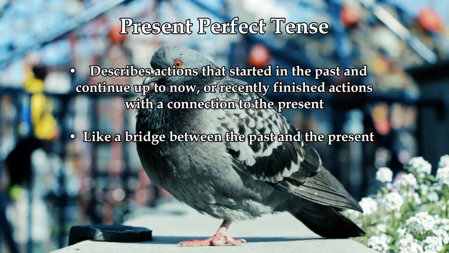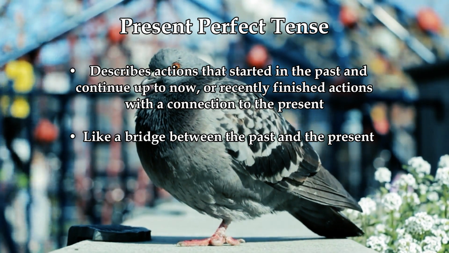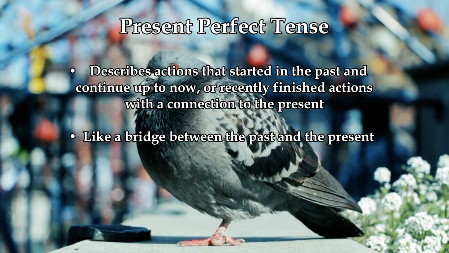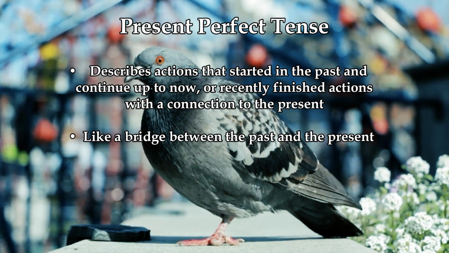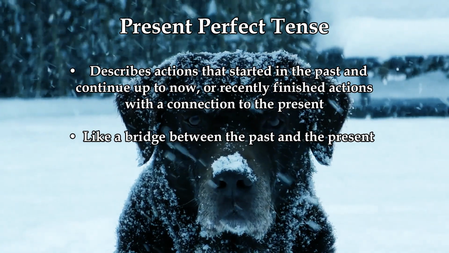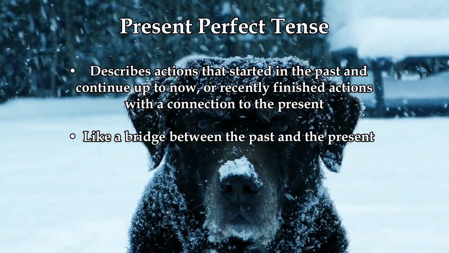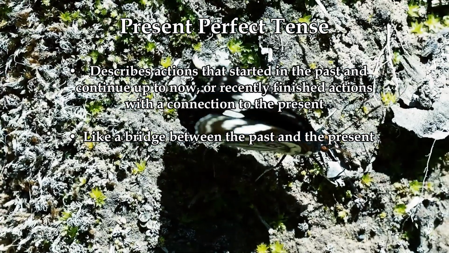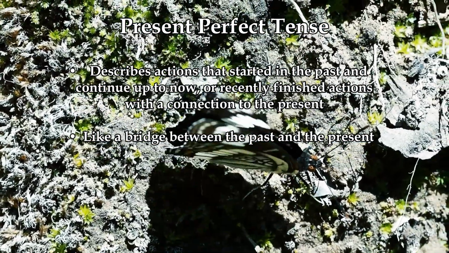Present perfect tense, connecting the past to the present. Moving on, let's dive into the present perfect tense. This tense is used to talk about actions that started in the past and continue up to now, or actions that have recently finished but still have a connection to the present. It's like a bridge between the past and the present.